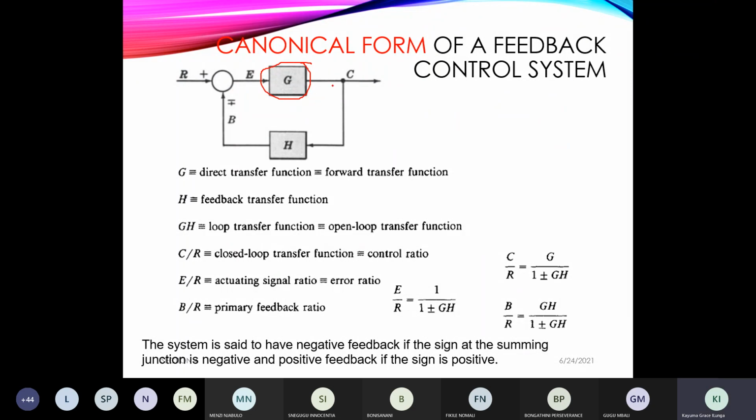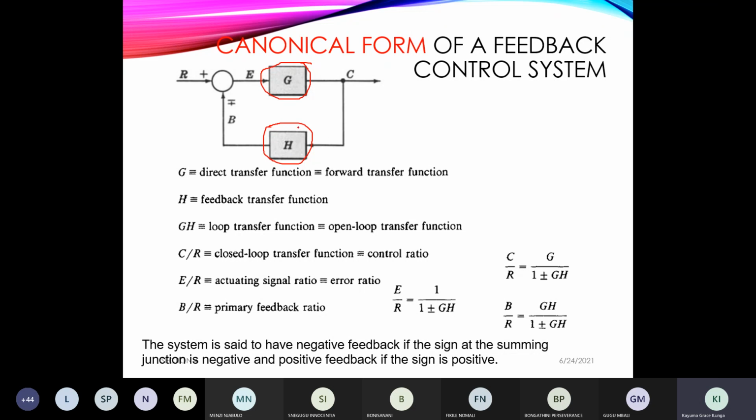So this becomes the forward transfer function because there is a feedback. Down we will have the feedback transfer function. So we have two transfer functions here, the forward one and the feedback one. So just put it in your mind.